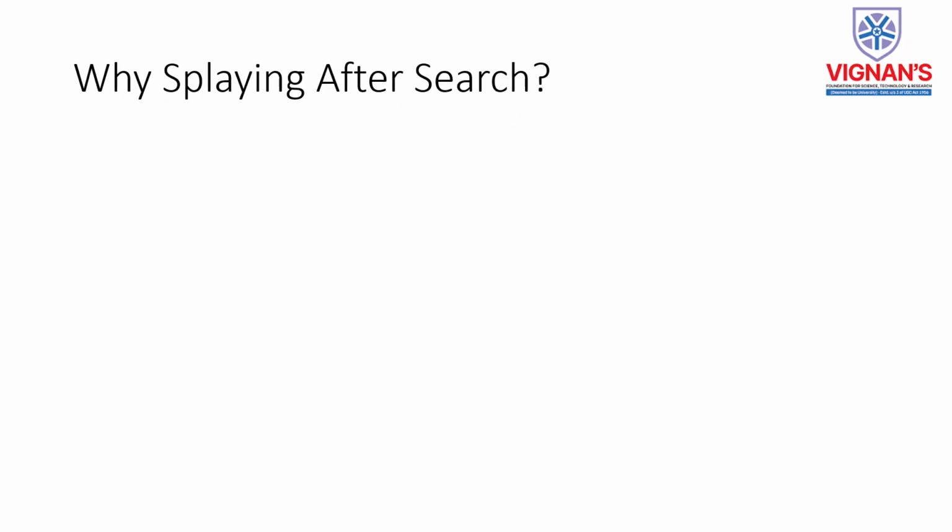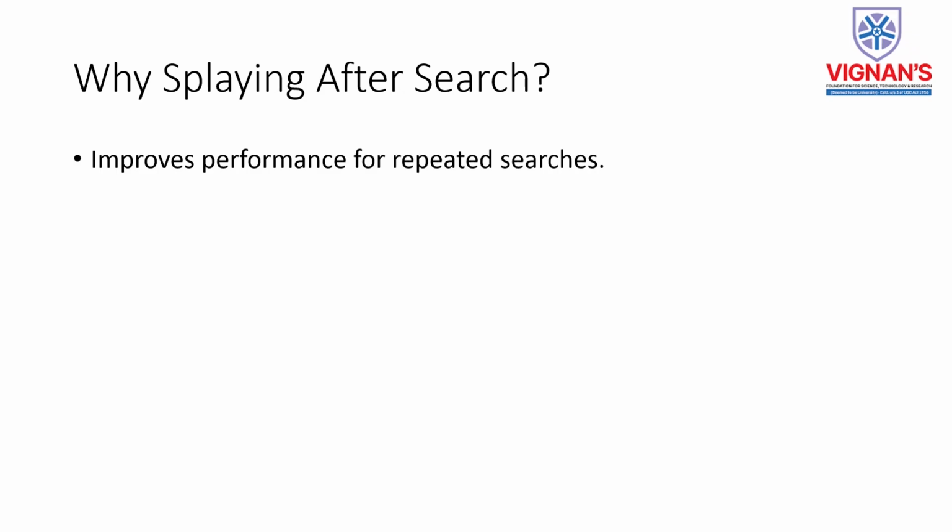Why splaying after search? It improves performance for repeated searches. When a key is searched, it is moved to the root using splaying. If the same key is searched again, it can be accessed faster because it is already near the top of the tree. It keeps recently accessed nodes near the top. Splaying brings the most recently used node closer to the root. This ensures that elements used often remain easy to reach compared to rarely accessed nodes.